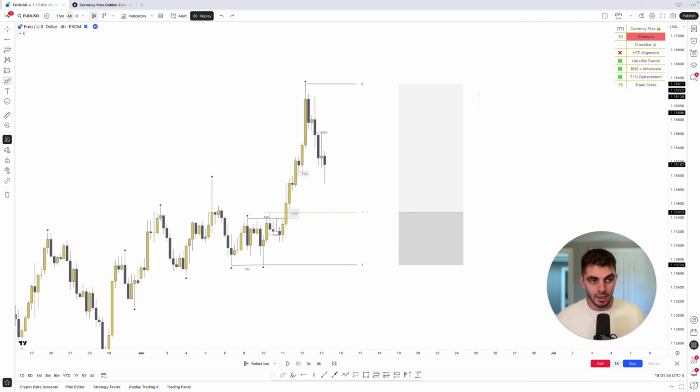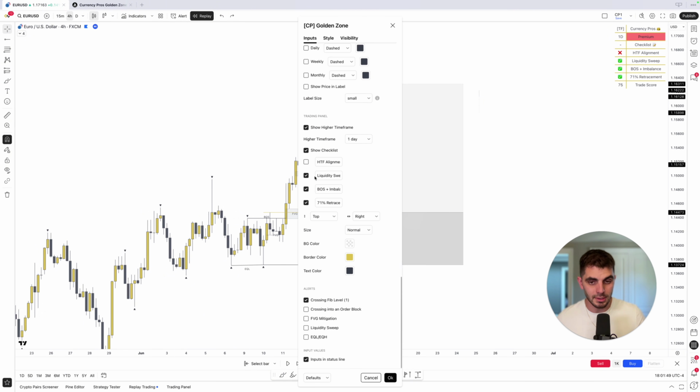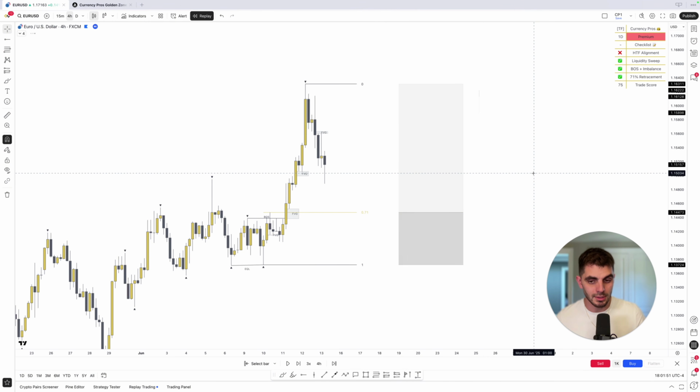So once again, I'm going to open up the indicator. I'm going to scroll down to the checklist and deselect the liquidity sweep because that is not present. In fact, we have the opposite, which is resting liquidity. Now you can see we have a significantly reduced trade score. We have 2 of our confluences missing and we have 2 that are present. Now up next, we have break of structure plus imbalance. We do see the break of structure here plus many imbalances or fair value gaps, if you'd like to call them that. So we can leave that checked.